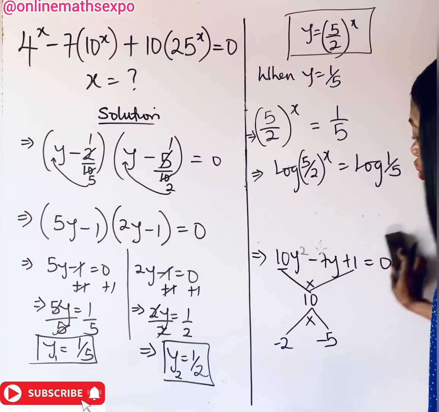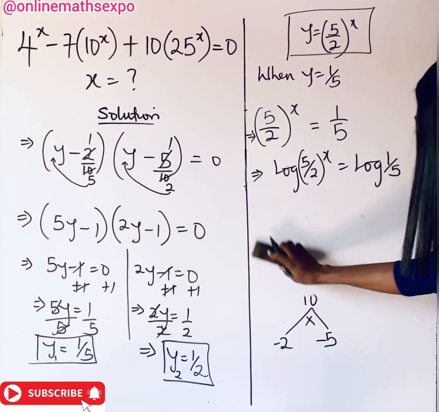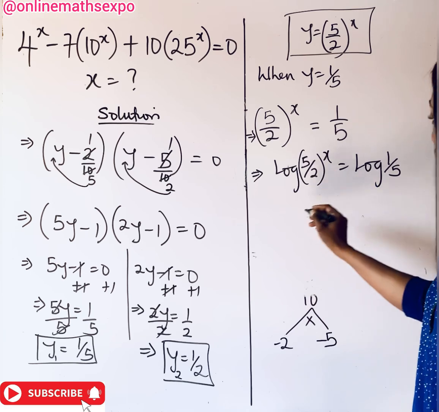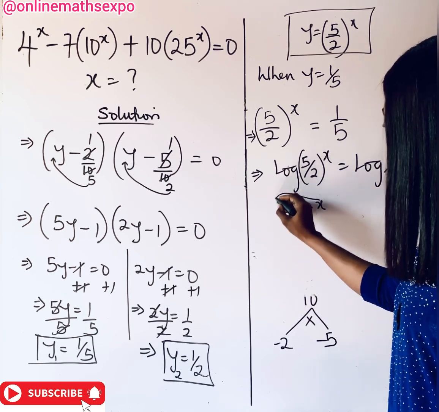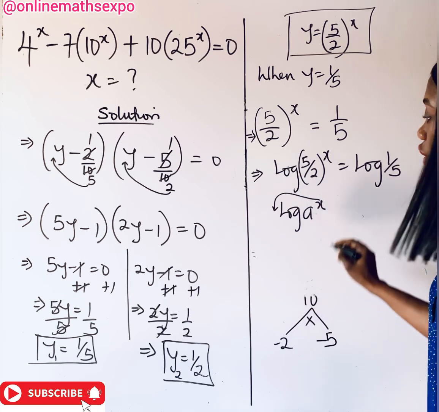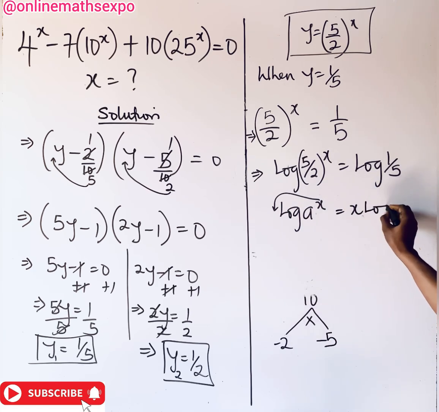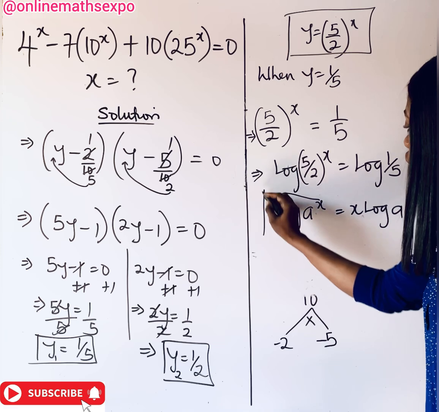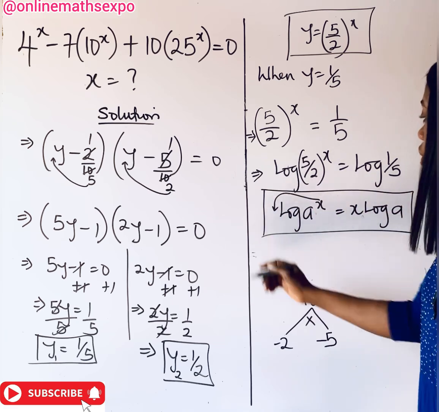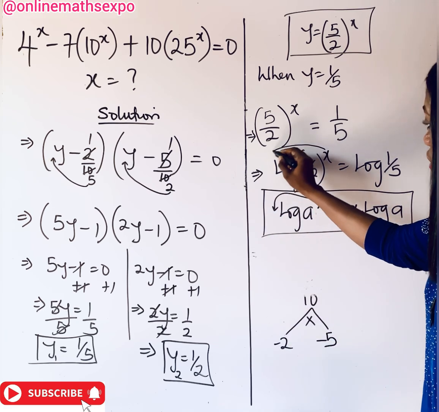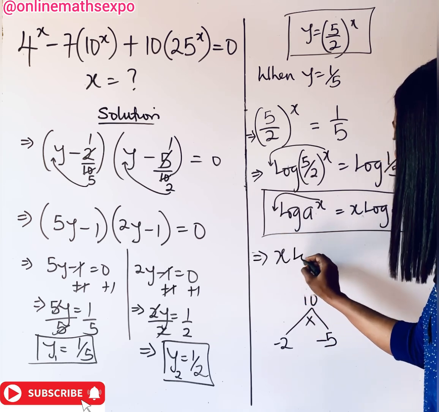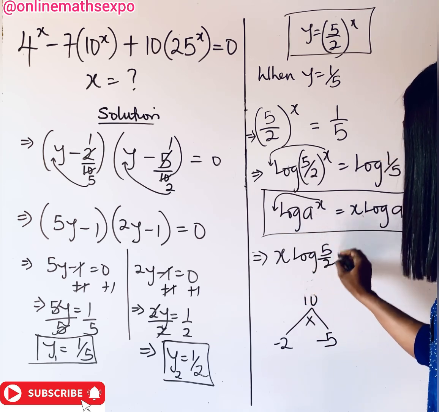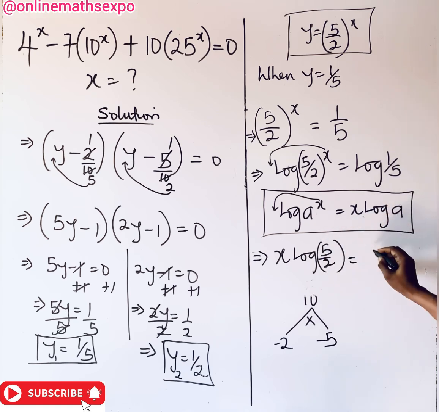I want to remind you of this very important rule, which says that if you have log a to the power of x, use this power of x to multiply the log. It becomes x log a. So this rule is going to guide us through. Now, this x here becomes the one that multiplies. So we're going to have x log 5 over 2 is equal to log of 1 over 5.